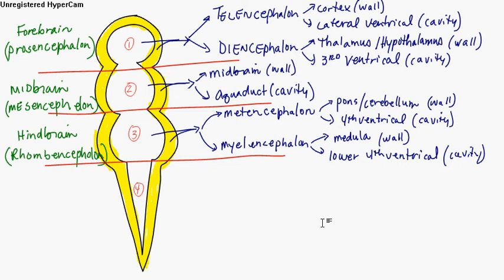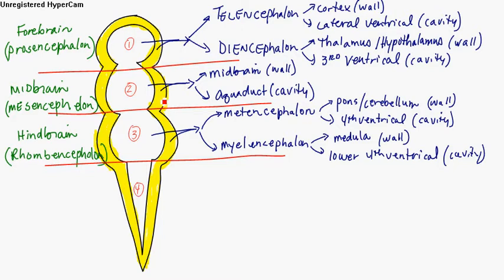Alright, we're going to go over brain development, and this is very basic, but if you can get this straight in your head, you might be able to answer quite a few questions. So, you first have the forebrain, also called the prosencephalon, the midbrain, the mesencephalon, and the hindbrain, the rhombencephalon. Okay, forebrain, midbrain, hindbrain. And you've got how this develops.